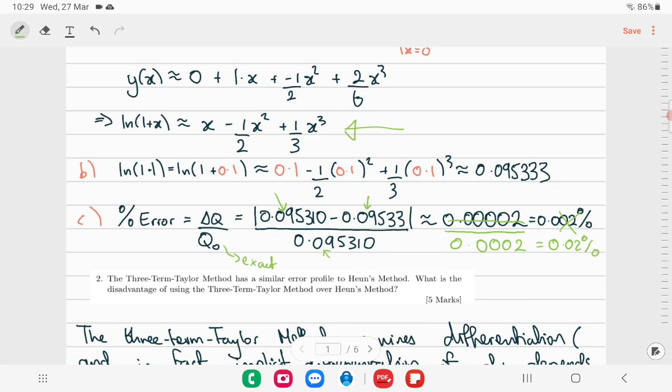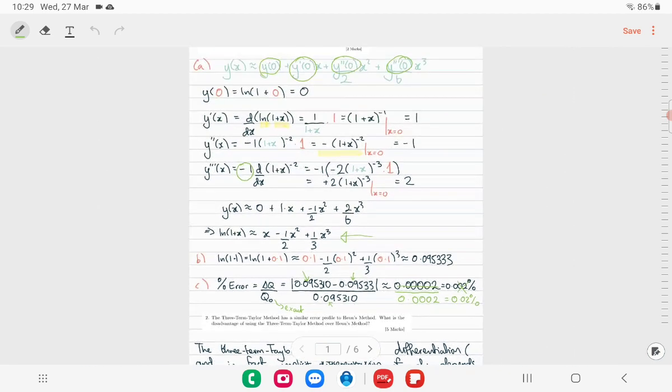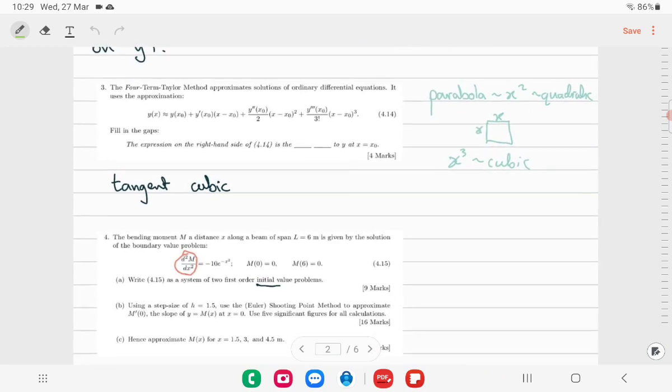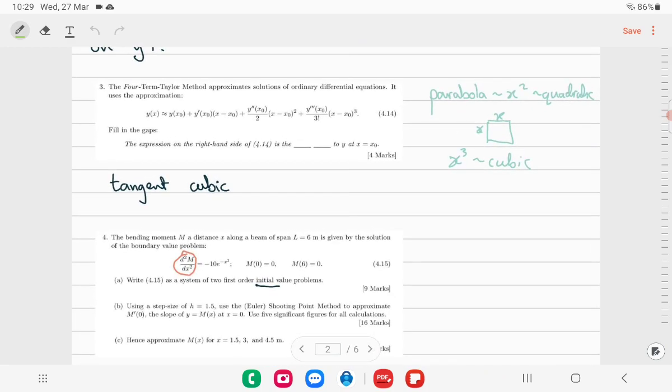And if the derivative depends on y as well as x, or possibly just y, then you'll need implicit differentiation. So that is the disadvantage. It might be easier to read the answer. It says three-term Taylor method requires differentiation, and in fact, implicit differentiation if the derivative depends on y. Okay. Right. Another question here.